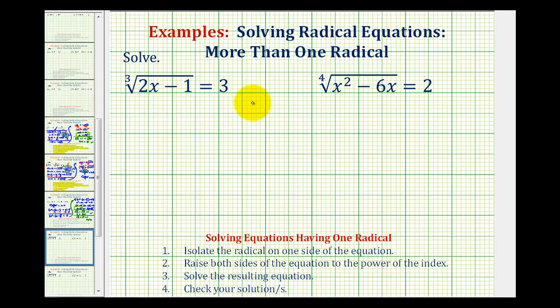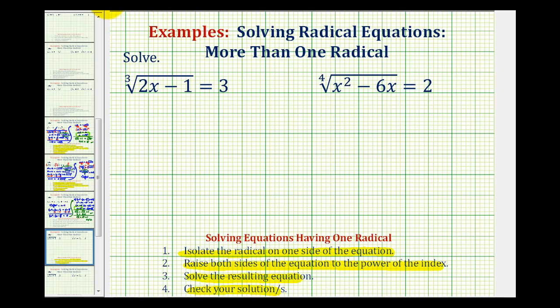We want to solve the given radical equations. In general, if an equation contains one radical, we want to isolate the radical on one side of the equation and then raise both sides of the equation to the power of the index. This will undo the radical, and then we want to solve the resulting equation and check our solution or solutions.